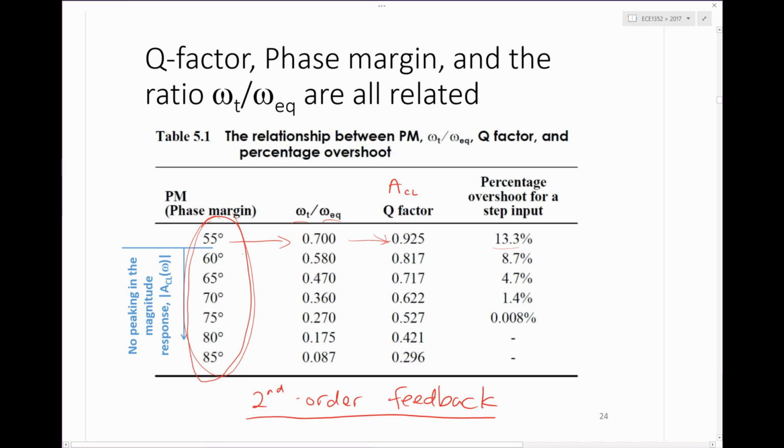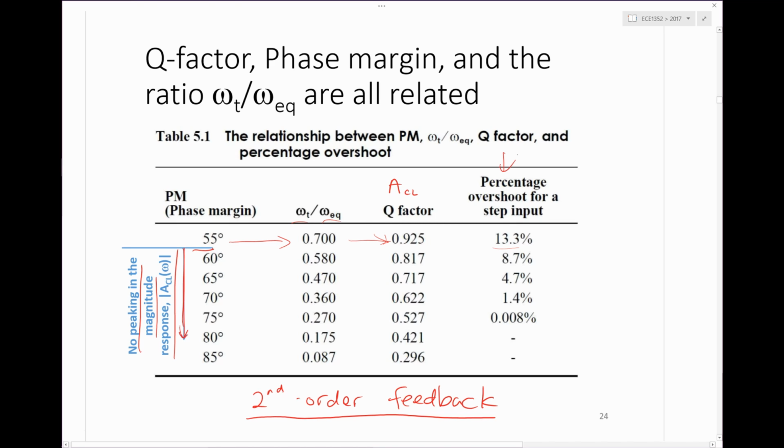This is really interesting. First of all, we saw already that if you want to avoid peaking in the magnitude response, you need to ensure a certain minimum phase margin. I think I said 45 degrees was enough. In fact, it's not enough. You need even a little more than 45 degrees. You need at least 60 degrees to ensure there's no peaking in the closed loop magnitude response.